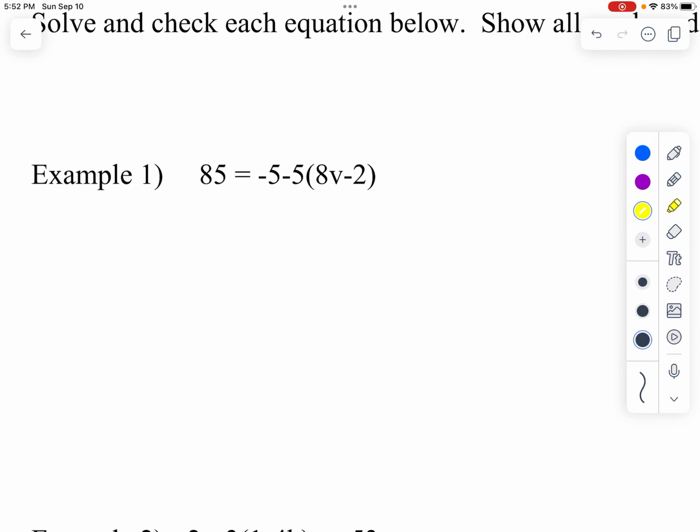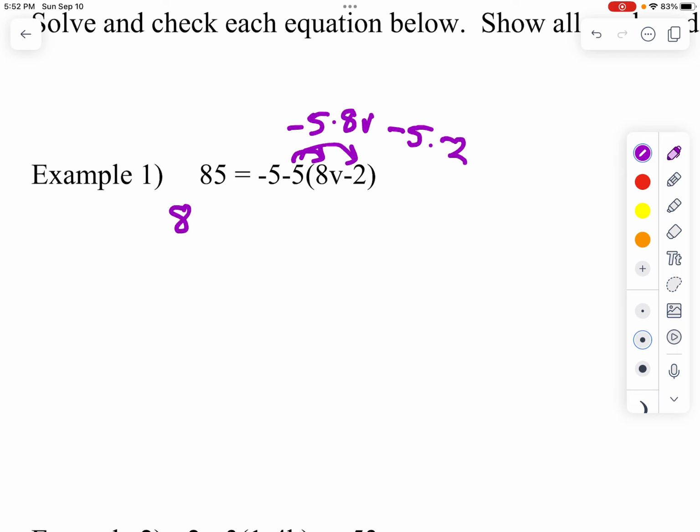In example 1, we have 85 equals negative 5 minus 5 times the quantity 8v minus 2. Step 1 says apply that distributive property to get rid of those parentheses. So I'm going to take that negative 5 and I'm going to multiply it through. That's going to give me negative 5 times 8v and negative 5 times negative 2. So you can see we're really going to have to watch our signs here.